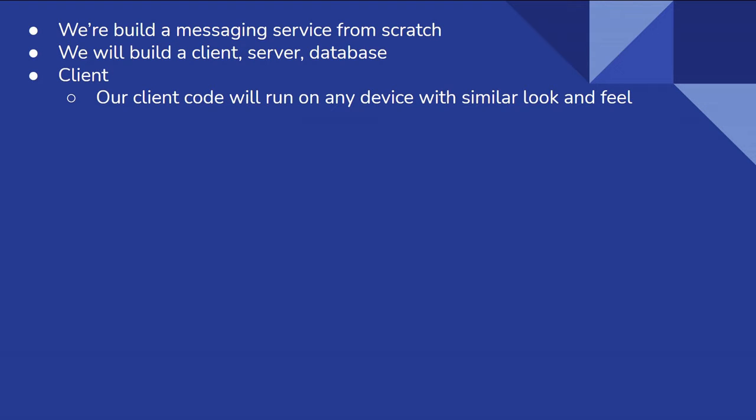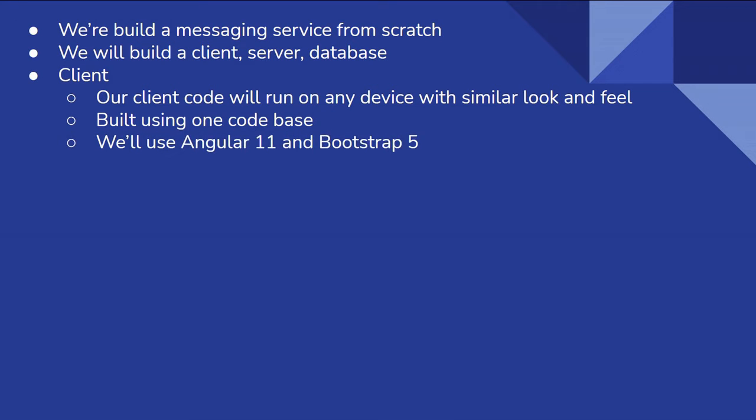So we're going to build a messaging service from scratch. We'll build a client, a server, and a database. For our client, our goal is to build one code base that will run on any device with a similar look and feel. That way you build it once, run it everywhere. We're going to do this with Angular 11 and Bootstrap 5 for our styling.